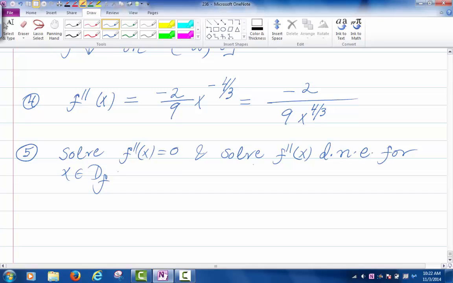In this case, once again, I look at the formula for the second derivative. I see that the second derivative cannot be 0, right? Because you're dividing 2 by something, and you can never end up with 0 when you divide 2 by something. So the only solution here is that the second derivative does not exist where? The second derivative doesn't exist when x is 0.